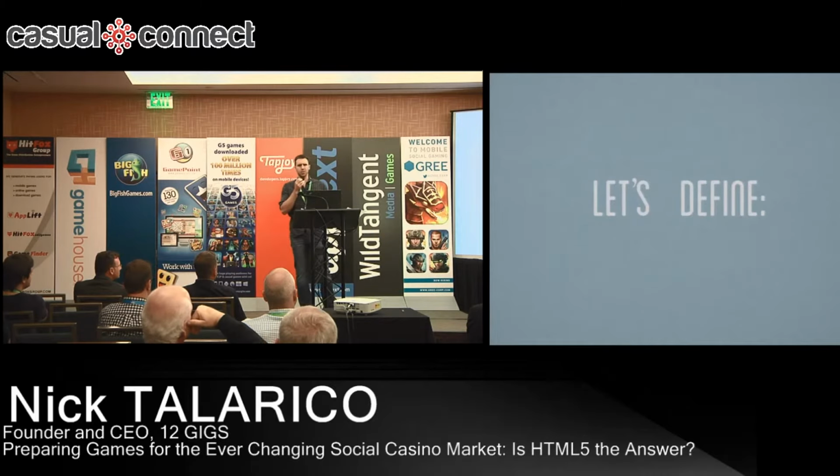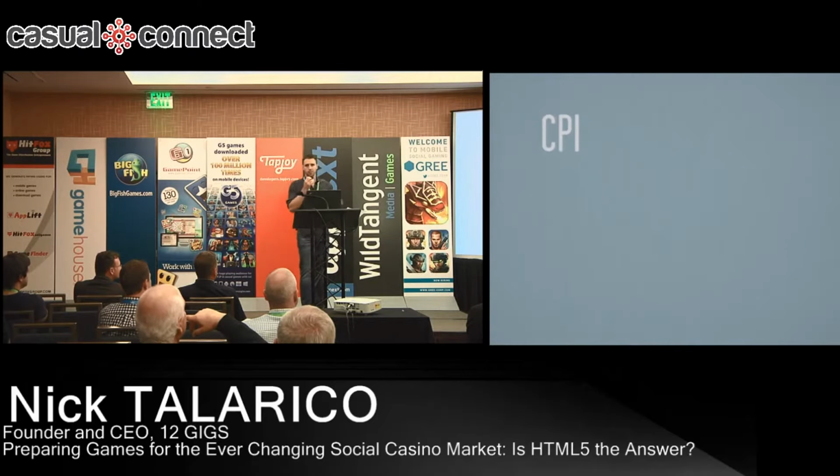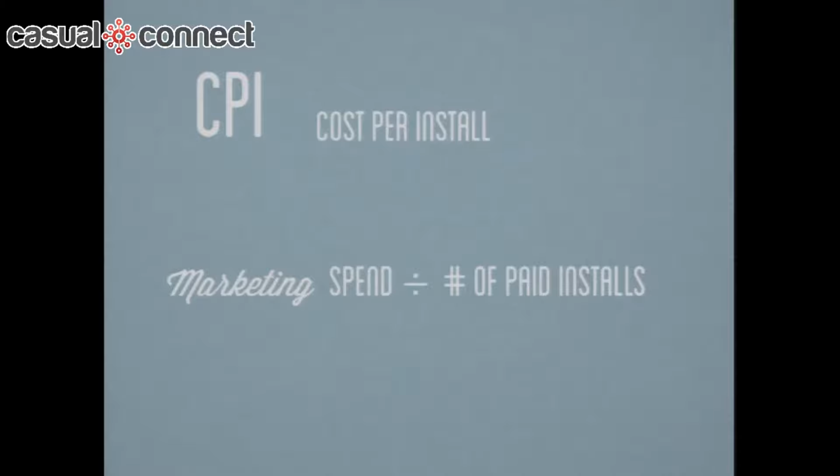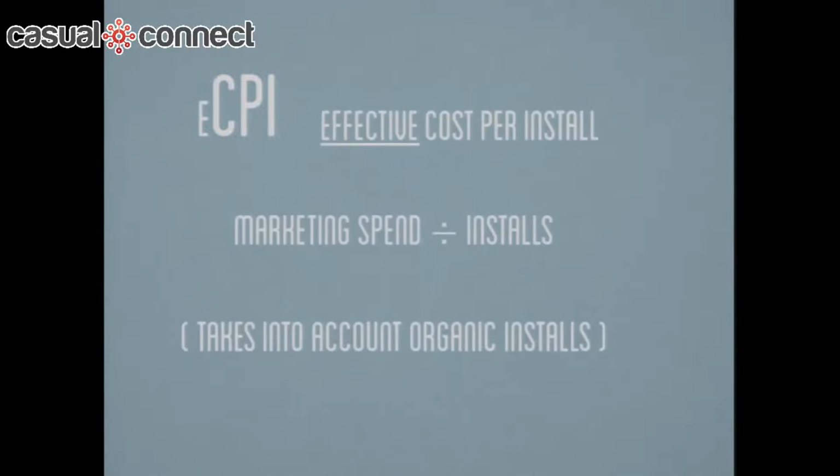So quickly, I'm just going to do a couple very brief definitions. A lot of this will be redundant, but just in case it isn't to some of you. CPI, an industry term that's thrown around, cost per install, which is basically your marketing spend divided by the number of paid installs. That's your paid CPI. Your effective CPI is the effective cost per install. So that's the marketing spend divided by total installs. That takes into account organic installs that you get on top of the paid installs.